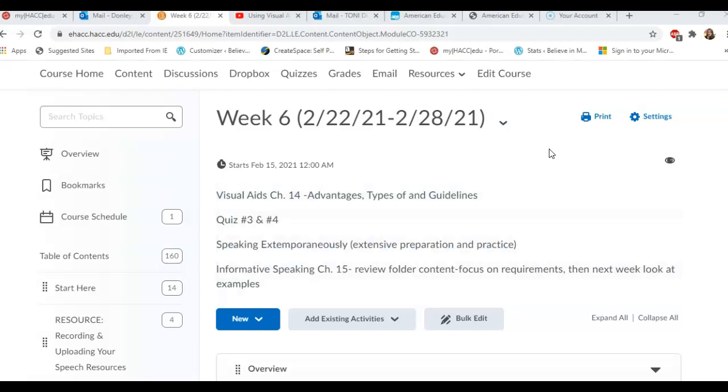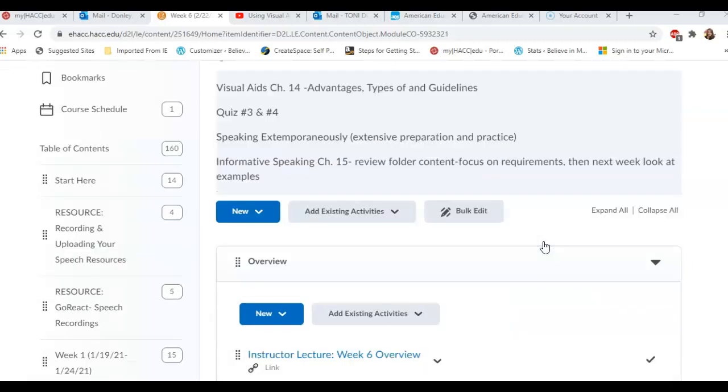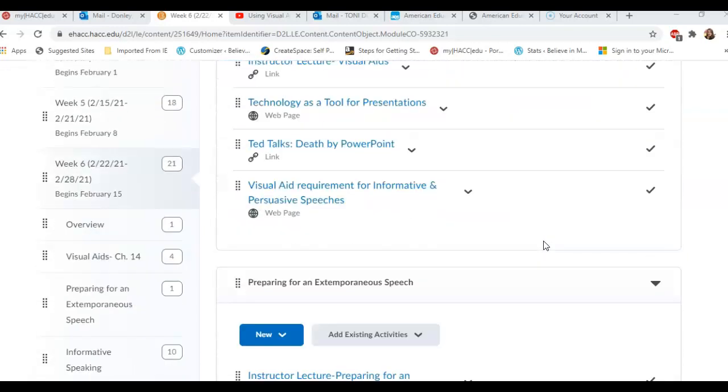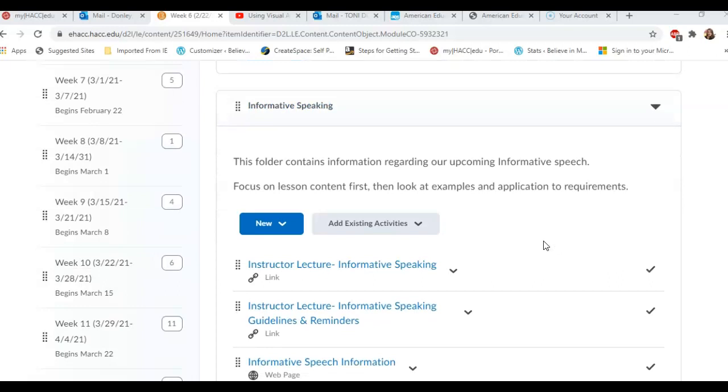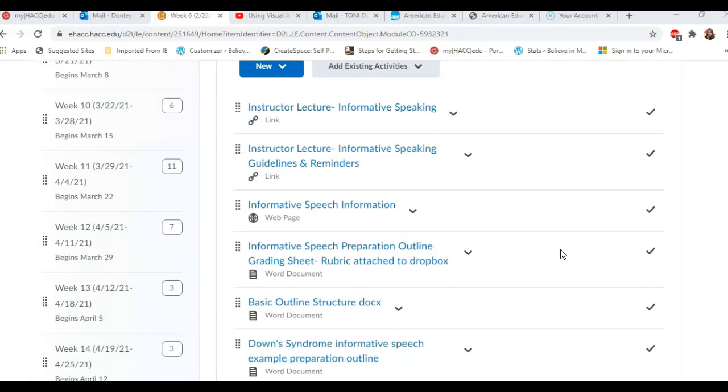I wanted to give you a quick reminder of the different components of the introduction and the conclusion, since for our first speech we really didn't have to cover all of the introduction. So I'm in week 6 here, and I'm going to scroll down to our informative speaking folder, because remember, that is where really everything is.